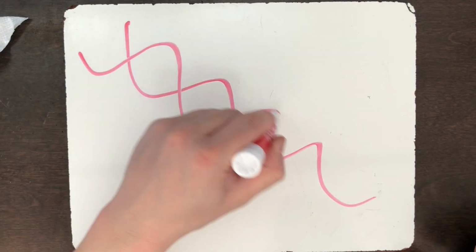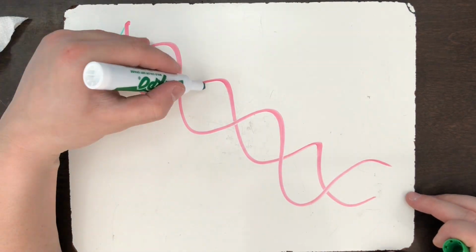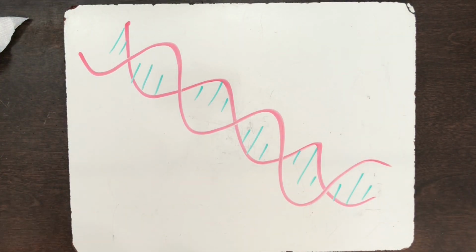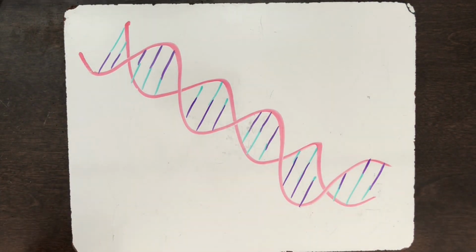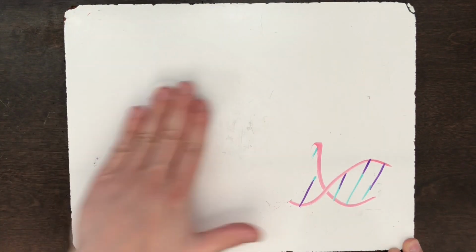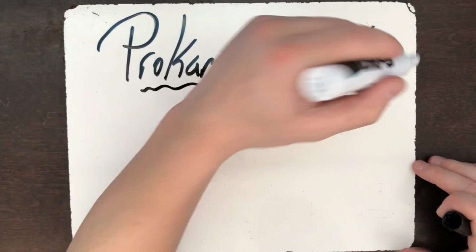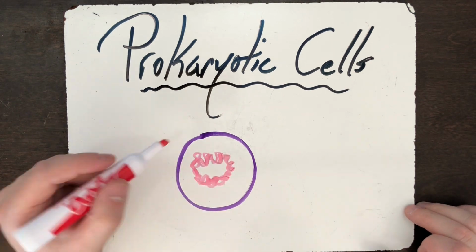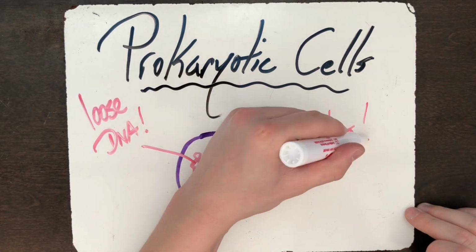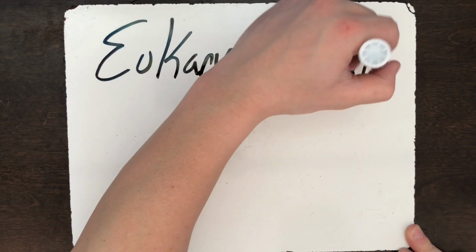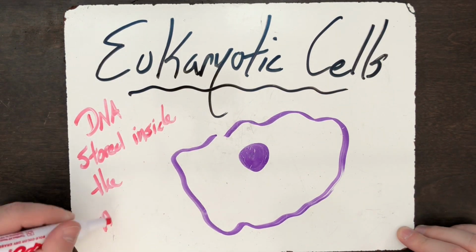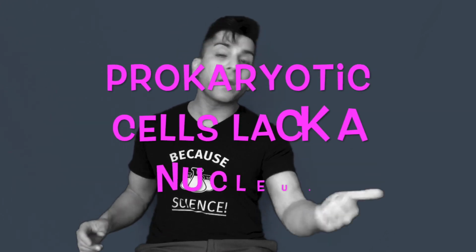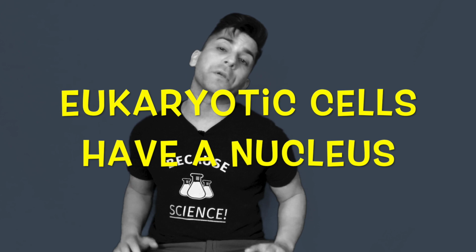You see, all cells contain DNA, the genetic material that stores the information to essentially build the organism. The main way we classify a cell is in the way in which it stores its DNA. In prokaryotic cells, their DNA is loose and floats in the cytoplasm of the cell. In eukaryotic cells, their DNA is stored in a membrane-bound structure called the nucleus. So, prokaryotic cells lack a nucleus, and eukaryotic cells have a nucleus.